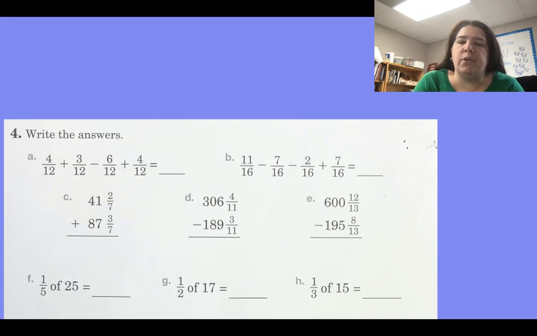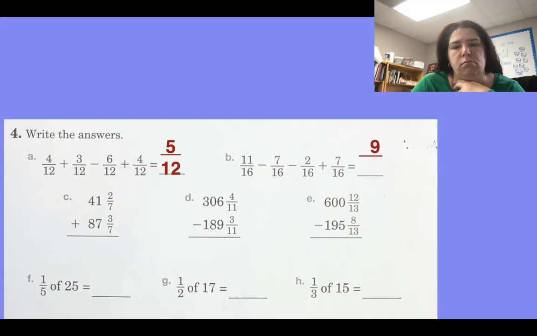Remember that when we add or subtract fractions, they must have the same denominator. When they do, you can just look at the numerator. So 4/12 plus 3/12 equals 7/12. Minus 6/12, 1/12, and plus 4/12, good, is 5/12. Excellent. And let's do this quicker. You notice that all of them have a 16 on the bottom, on the denominator. So 11 minus 7 is 4, and 7 minus 2 is 5, and 5 plus 7 is 12.